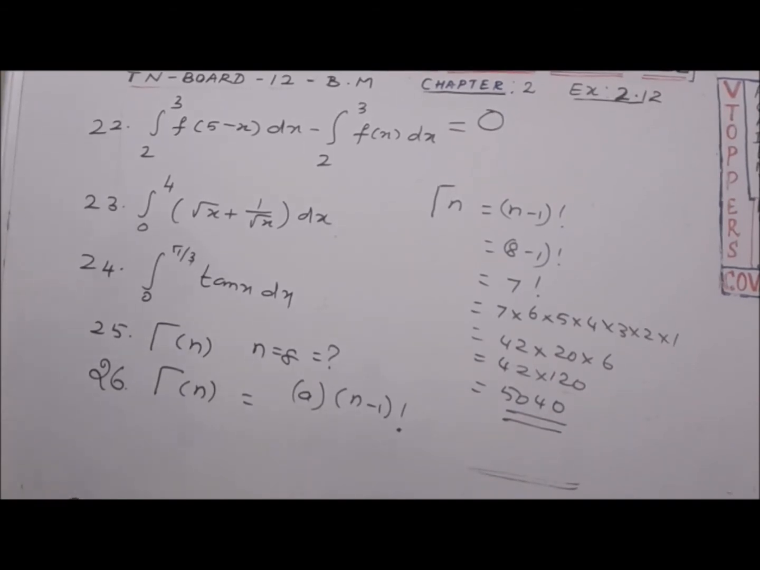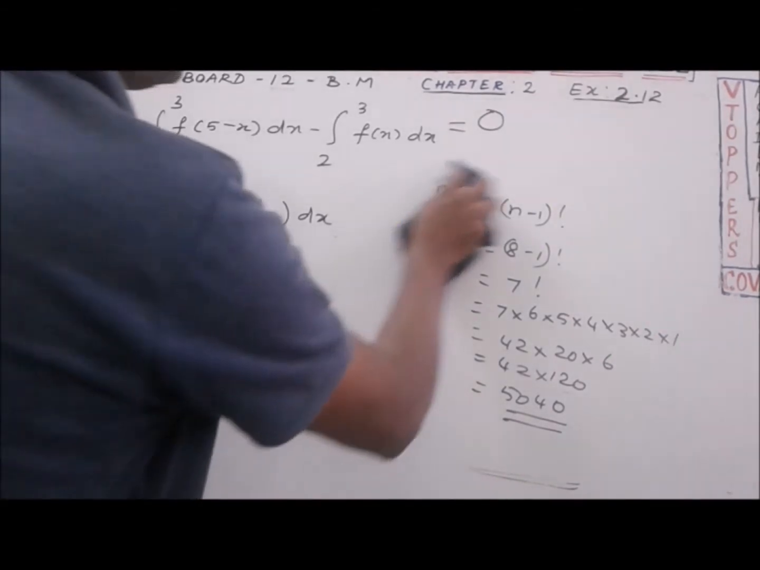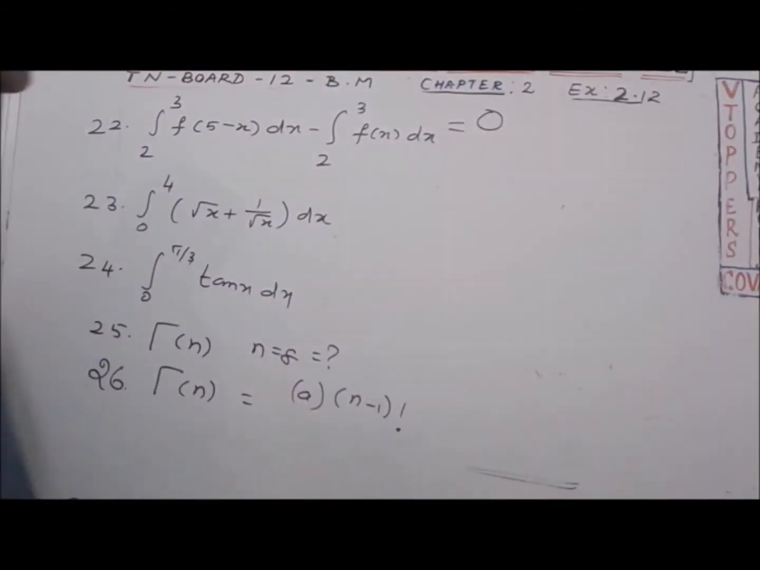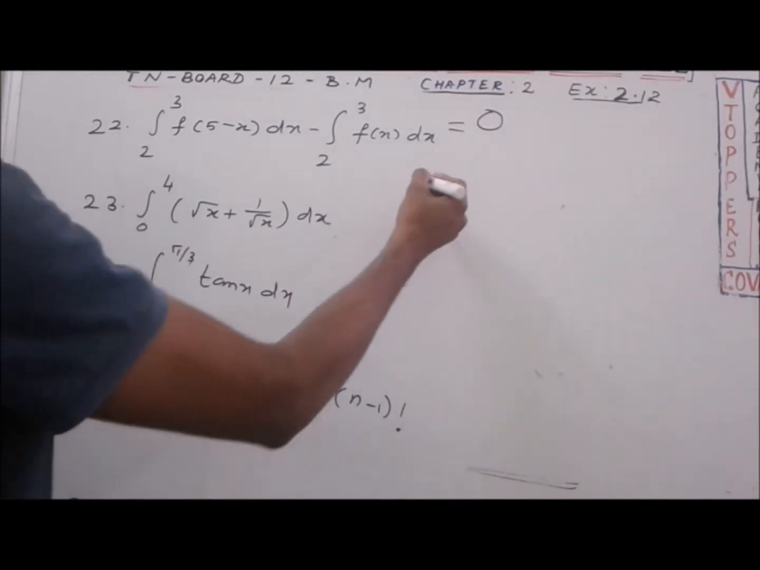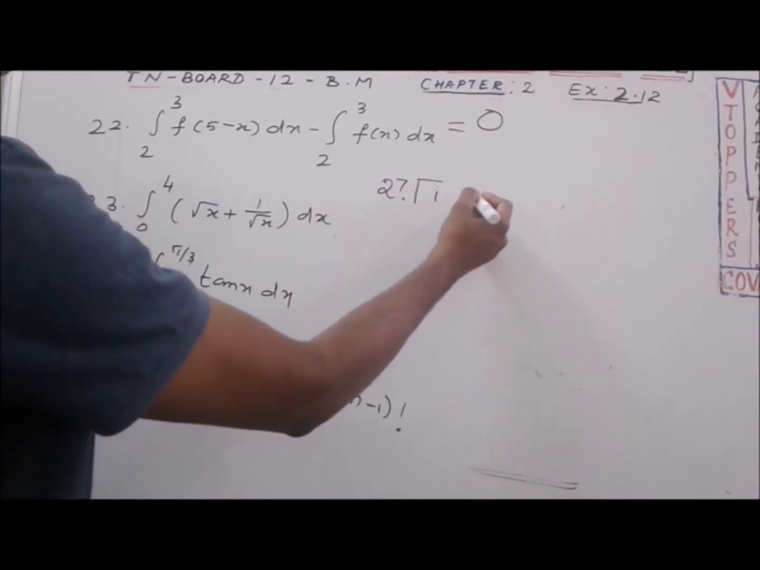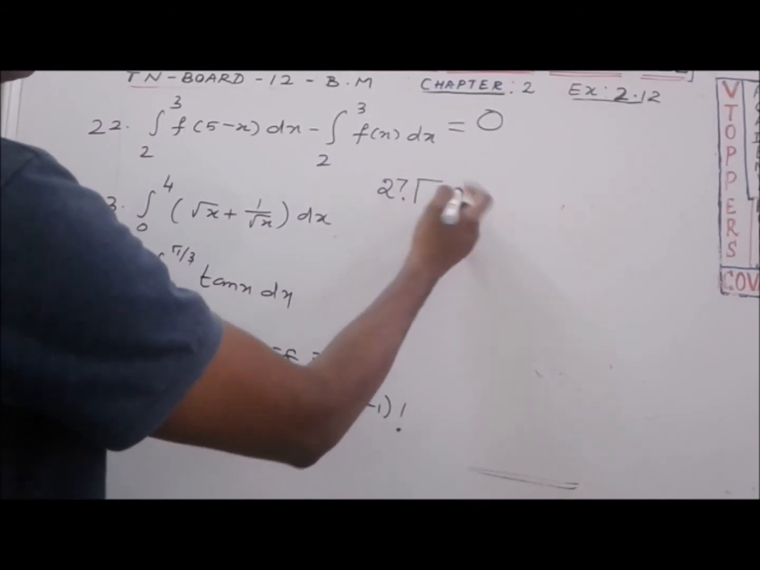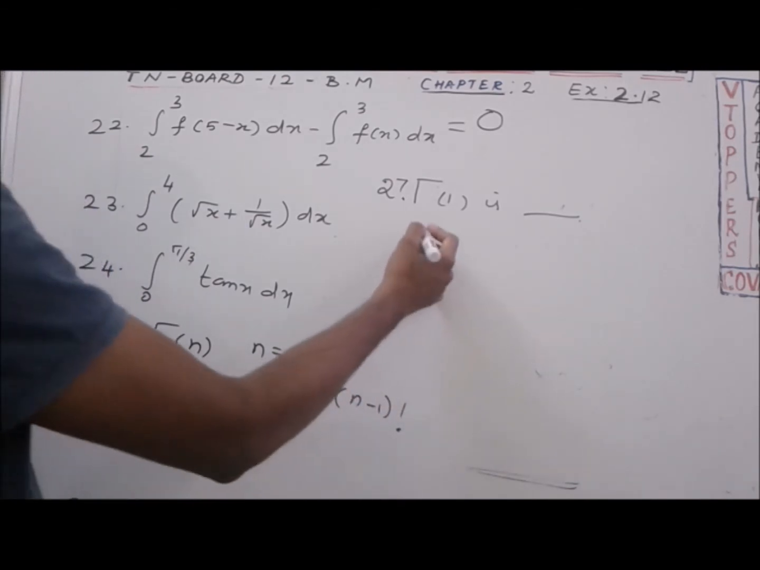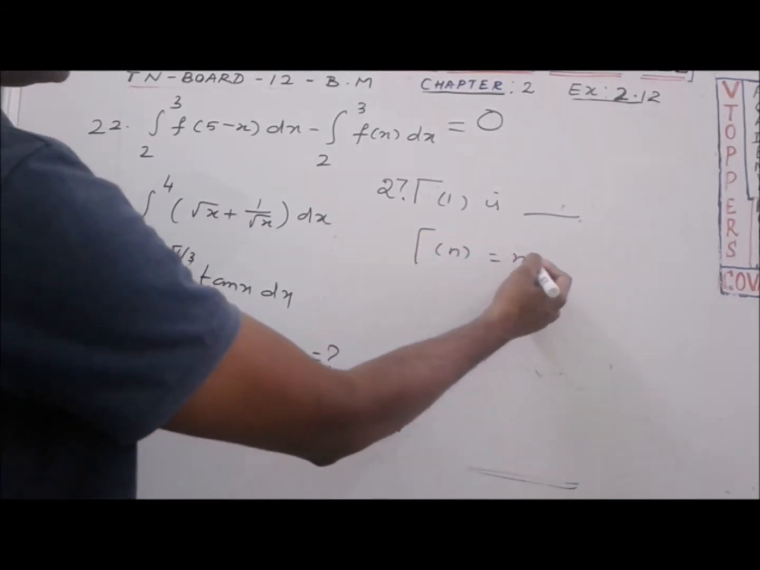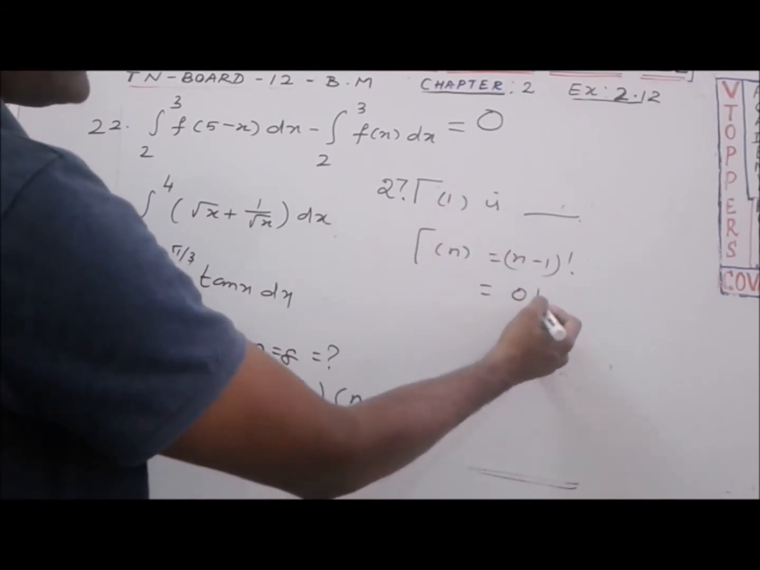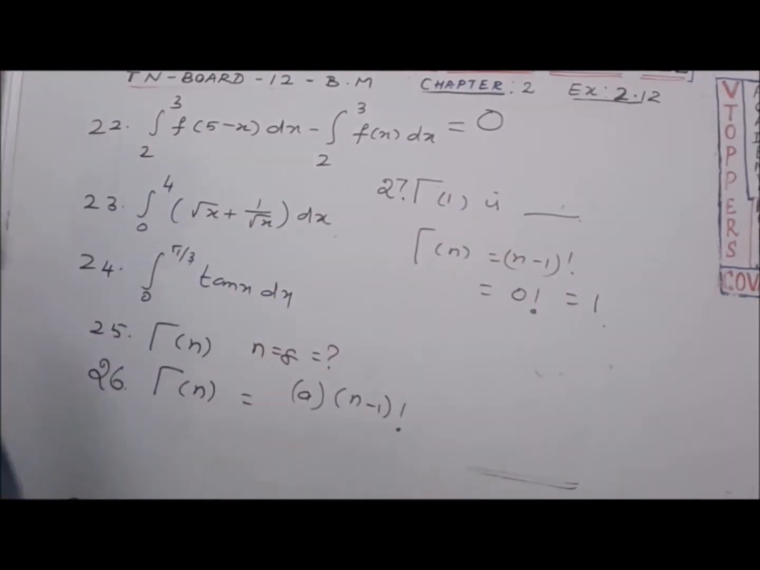And question number 27 is gamma of 1. Question number 27, gamma of 1 is dash. Gamma of 1. So gamma of n equal to n minus 1 factorial, which is equal to 1 minus 1 factorial, 0 factorial. The value of 0 factorial is 1.